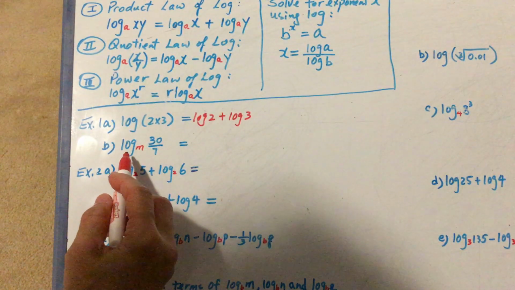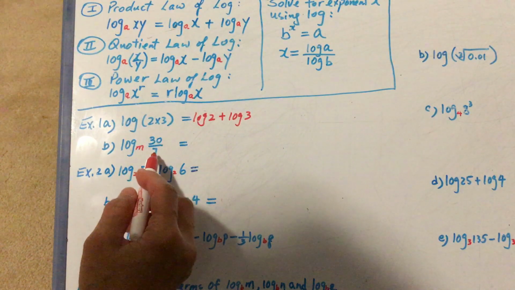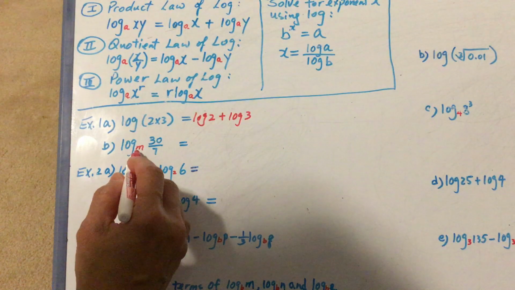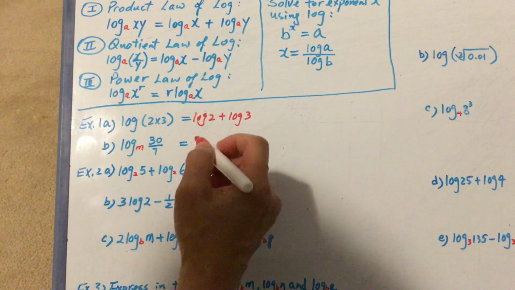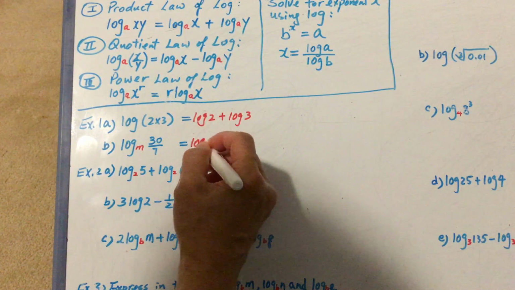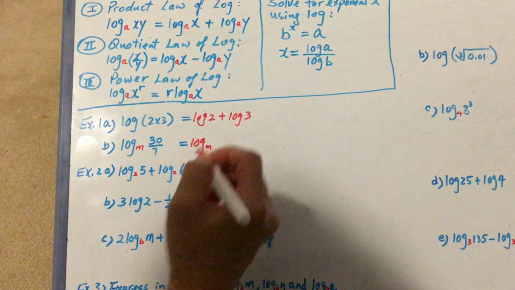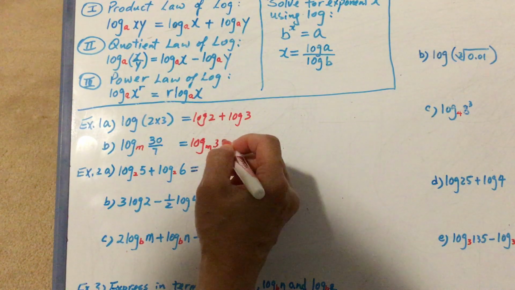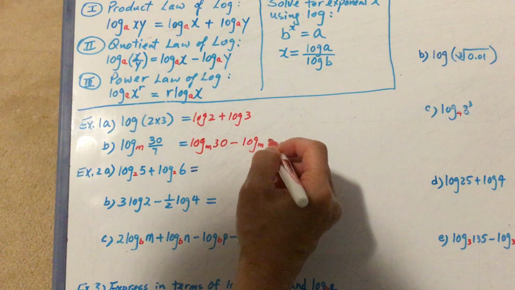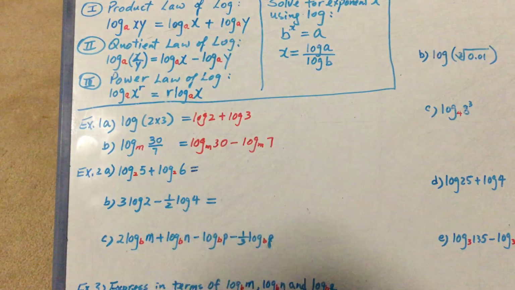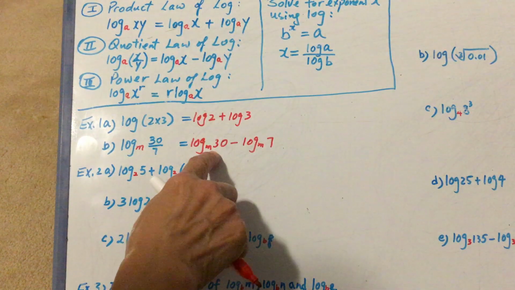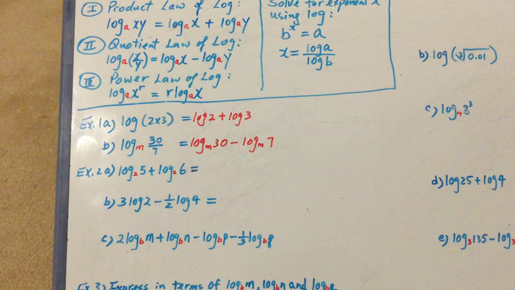The second question will be log base m of 30 divided by 7. Okay, so this question has a base of m. When you break this using the quotient law, you have to make sure that you have the log base m of 30 minus log base m of 7. Okay? So again, if you know what the base is, then you can calculate that term using your calculator.